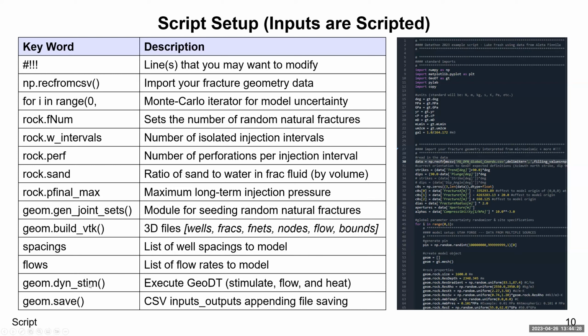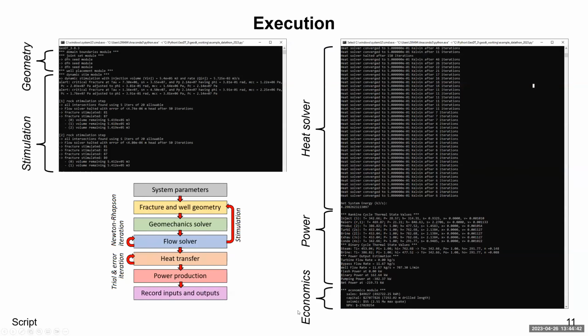And then dyn stim, dyn underscore stim. This is the part of the code that actually stimulates the fractures. And then finally, we have the save function. So this is generating the CSV file that we talked about a minute ago. So you already saw the execution, but I'll flash it up here for those who wanted to understand it a little bit more as to what the readout is telling them.